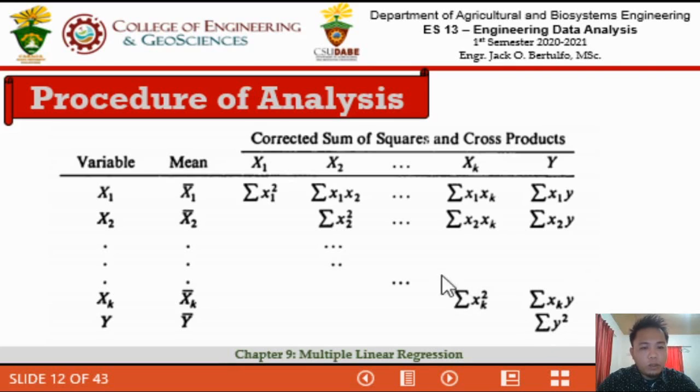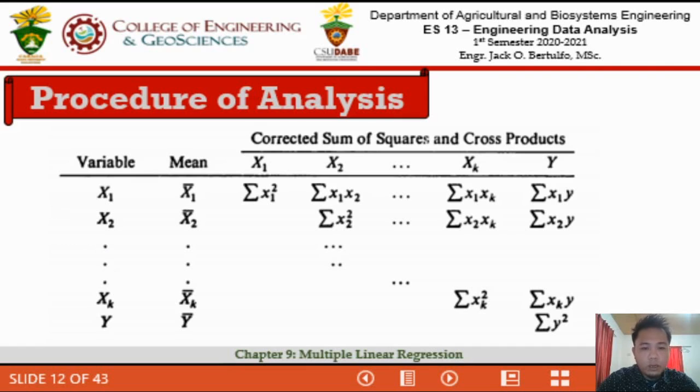So, how many data are there? 1, 2, 3, 4, 5, 6. So, there are 6 equations that we need to solve so that we can formulate the model, since we only have two independent variables. But for instance, class, let's say we have three.